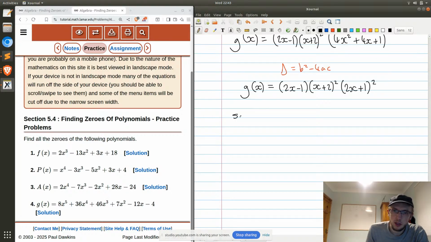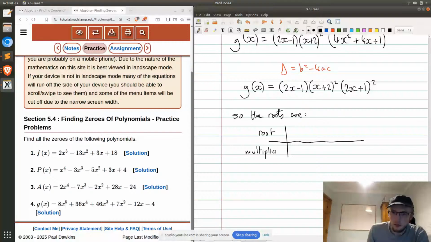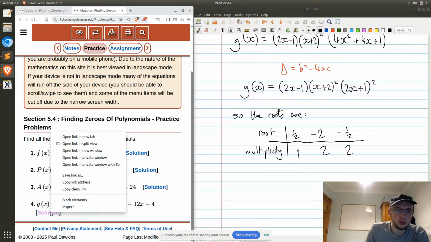So the roots are -1/2, -2, and -1/2. That occurs once. That has a multiplicity of 1. That has a multiplicity of 2. And that has a multiplicity of 2. And now to check.